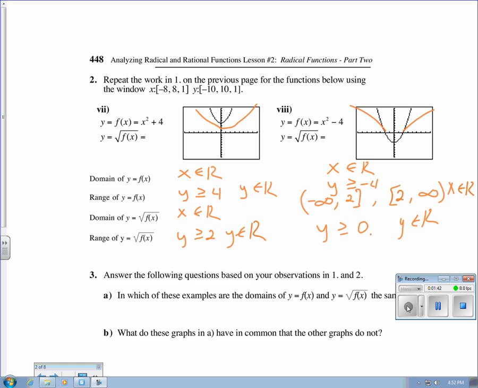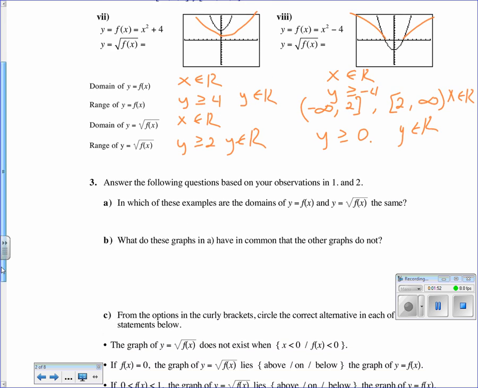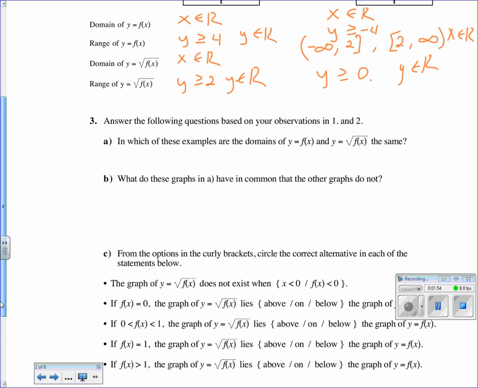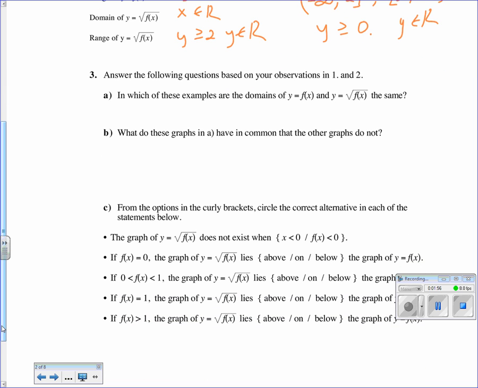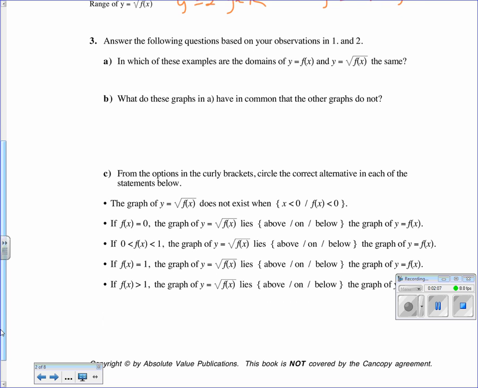Well, I've had to do a fair amount of work on your own, getting your calculator to graph square root graphs, hopefully recognizing the significance of not being able to square root a negative number. You can make some of the conclusions about domains being the same and what else is the same. We want to make some conclusions that are a little bit more overriding down below.